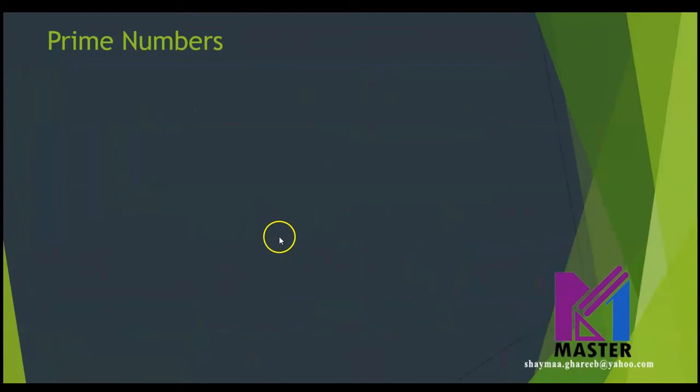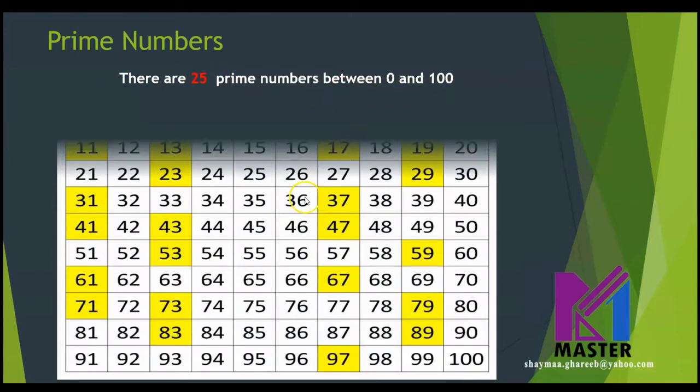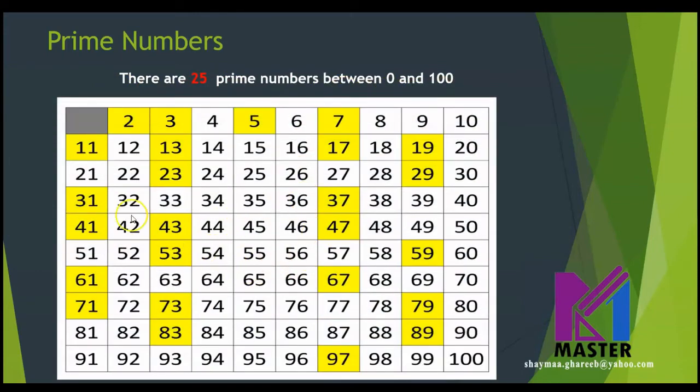Let's list the prime numbers between 0 and 100. Actually, there are 25 prime numbers between 0 and 100. Look at this table here. It has all the prime numbers from 0 to 100. From 0 to 10, we have 4 prime numbers, 2, 3, 5, 7. From 11 to 20, we have 4 prime numbers, 11, 13, 17, 19.